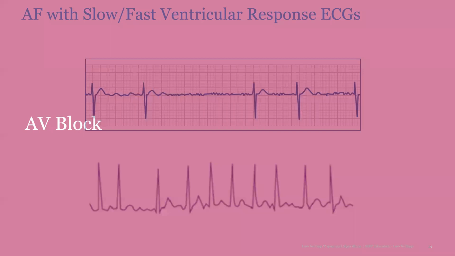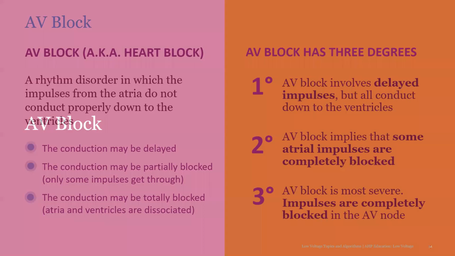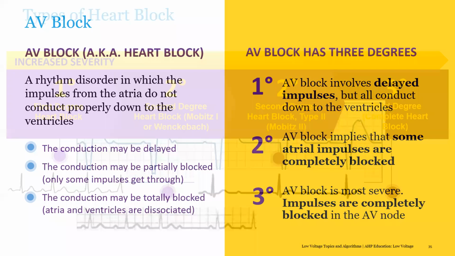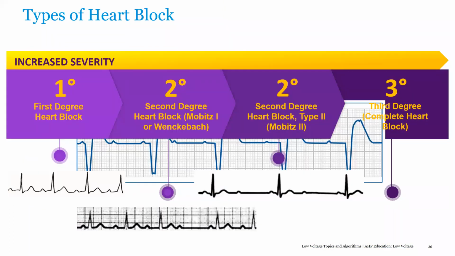Second type, AV block patients. AV block comes in three types. It's a disorder where when the SA node fires, it doesn't conduct down to the ventricle or conducts down in an improper way. So we have first degree AV block, second degree AV block, type 1, second degree AV block, type 2, and third degree or complete heart block.